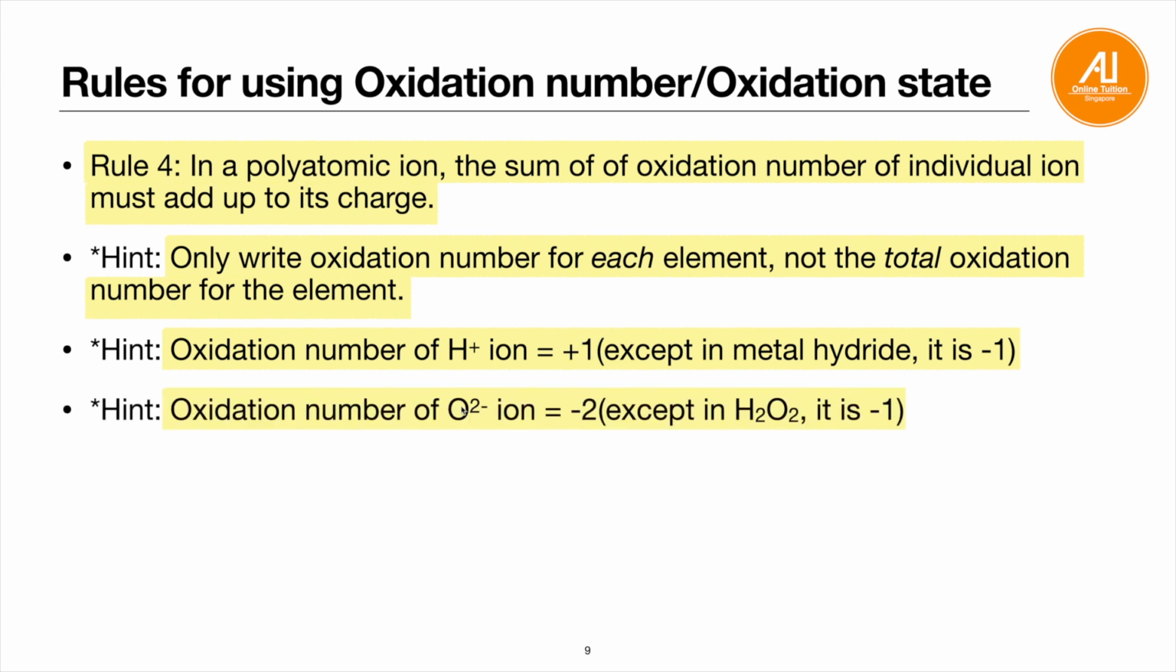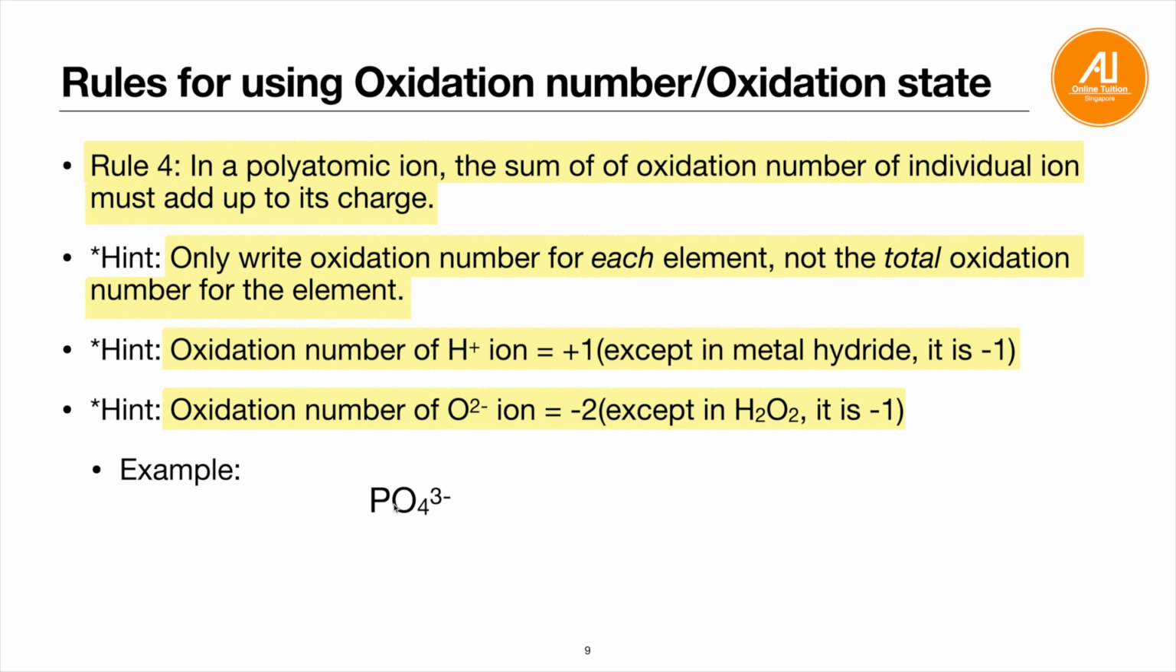Next one, oxide ion is always -2, except for hydrogen peroxide. This is the only exception, whereby your oxygen atom is -1, not -2. But most of the time it will be -2, like maybe 95 or 99% of the time. Let's look at one example. Let's say PO4 3 minus. This is what?